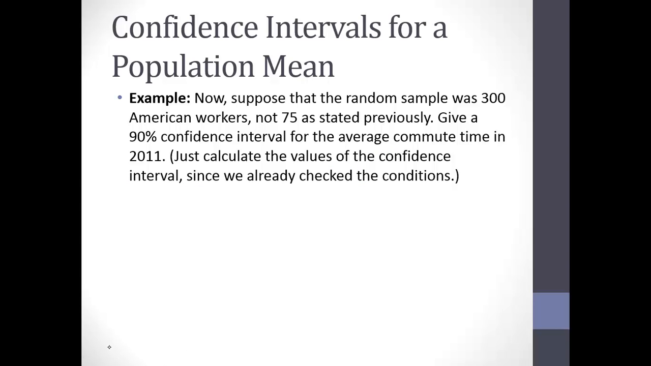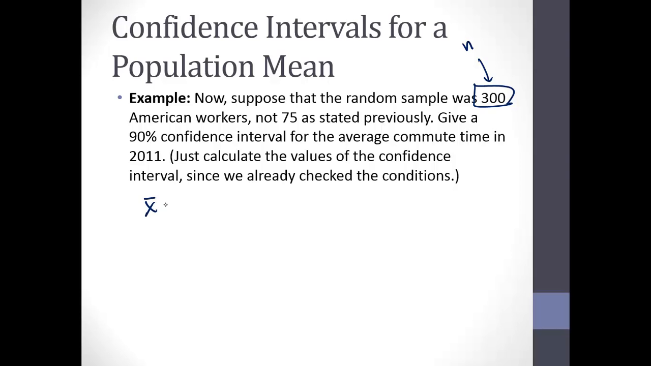Next, same question. Now suppose that the random sample we had was 300 people. So now we're going to let n equal 300. Suppose we had 300 people in our sample, but we found the same average commute time. We still found an average of 50. And again, let's go back to that 90% confidence interval that we did the whole way through.